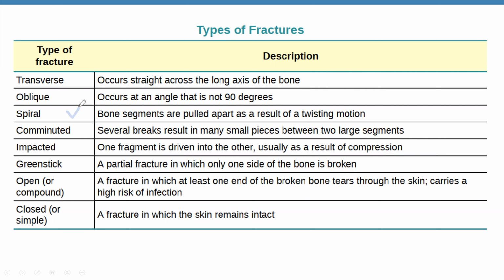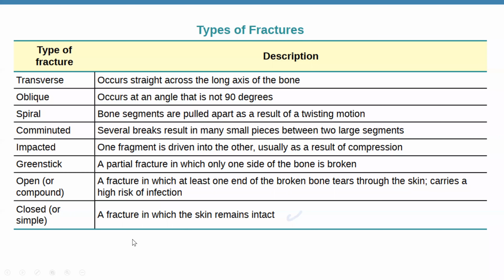Spiral: bone segments are pulled apart as a result of twisting motion. Comminuted: several breaks result in many small pieces between two large segments. Impacted: one fragment is driven into the other, usually as a result of compression. Greenstick: a partial fracture in which only one side of the bone is broken, common in kids. Open or compound fracture: at least one end of the broken bone tears through the skin, carries a high risk of infection. Or closed or simple fracture, in which the skin remains intact.